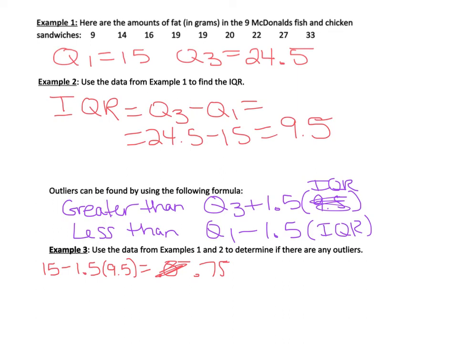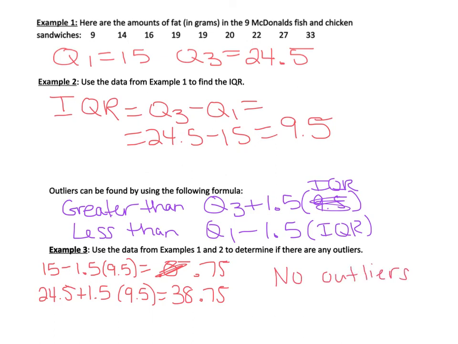We're going to do a similar thing to our higher outliers. We're going to take our Q3, which is 24.5. We add 1.5 times 9.5, and you're actually going to find out that your answer is 38.75. And actually, there's nothing greater than that, so there are no high outliers. So we say that there are no outliers. So even though we might have thought that the 33 and the 9 would have been outliers, actually they're not high enough to classify them as such, so we say that there's no outliers.